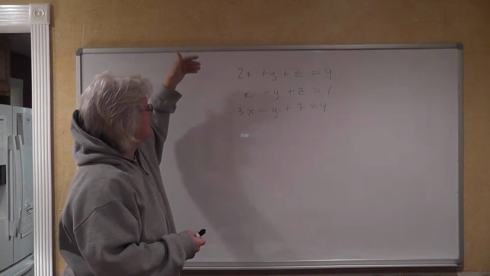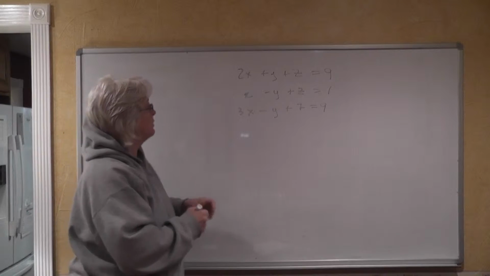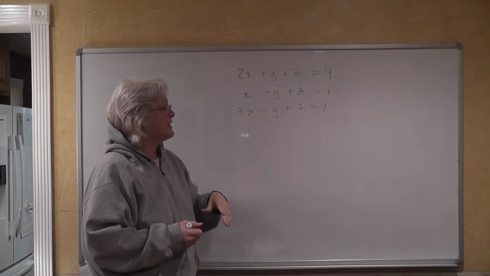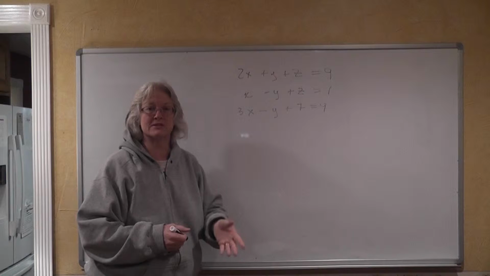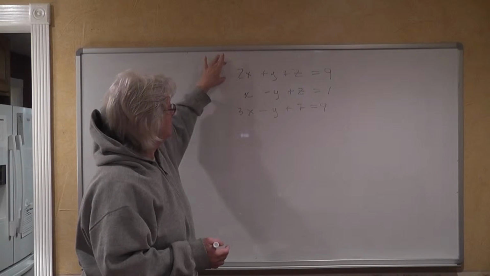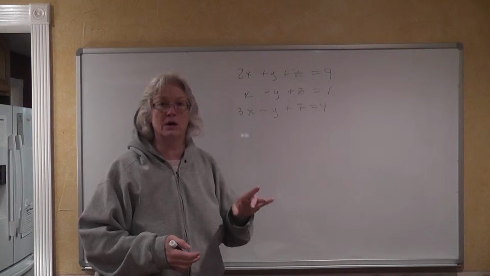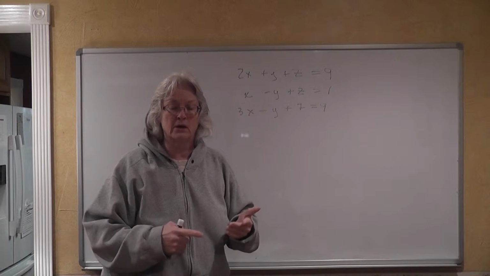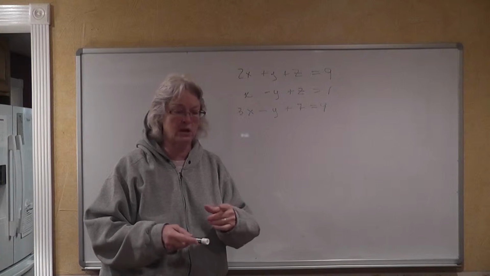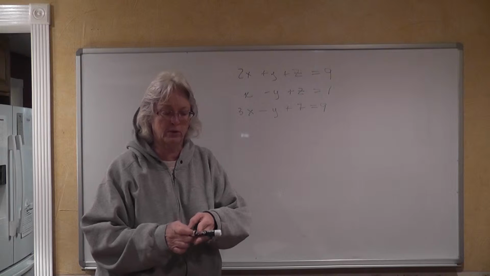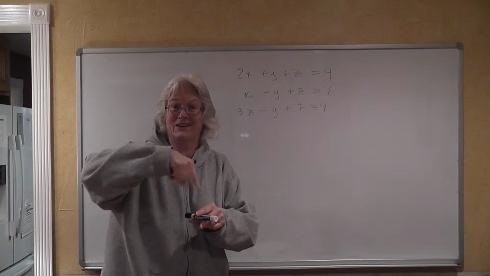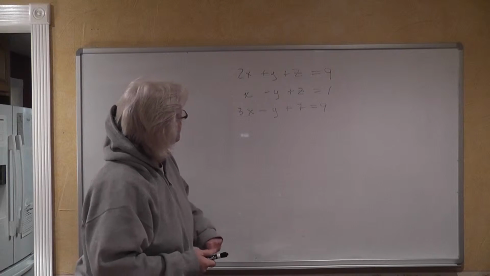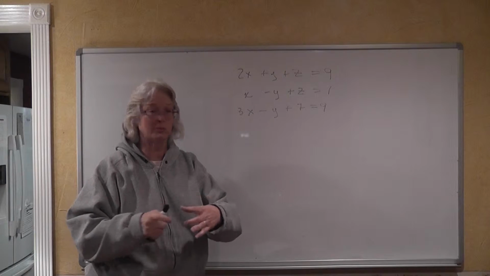2x plus y plus z is 9. Negative x minus y plus z is 1. 3x minus y plus z is equal to 9. And what you're doing when you have three simultaneous equations in x, y, and z, I'm sure she explained to you, or that you know, is that what you're looking for is the point in space where three planes intersect. And that's where you get the ordered triple.